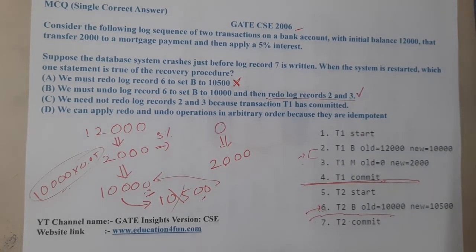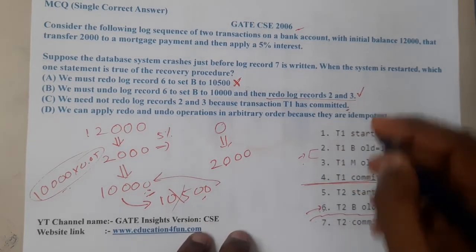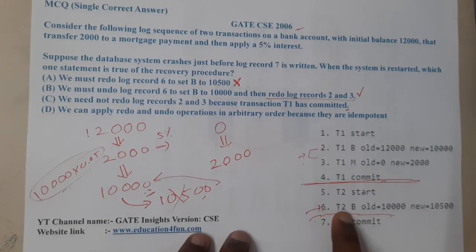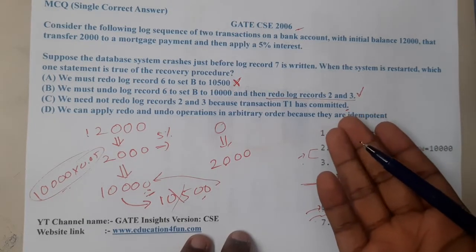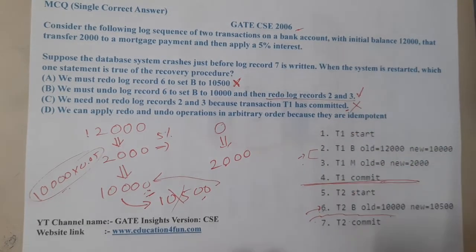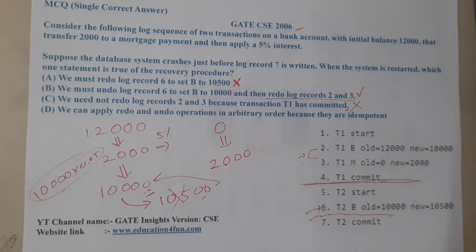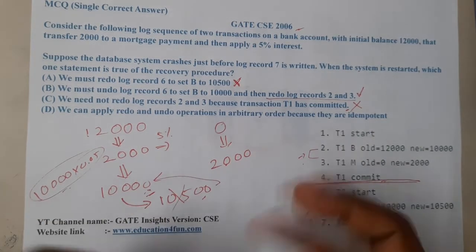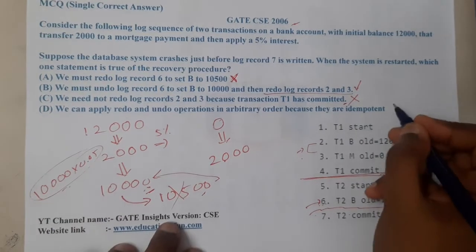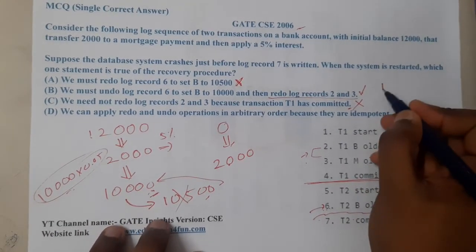Moving on to option C. Option C says that we need not redo log 2 and 3 because transaction T1 is committed. This is correct, but T2 has an issue. Transaction 2 is not complete, it has been stuck in between. So what about T2? He's not even saying anything about T2, so this is wrong. Moving on to option D. Option D is in some other world. It is saying you can do any order of redo and undo and you will get the same result. That's absolutely wrong. So the most appropriate answer should be B.